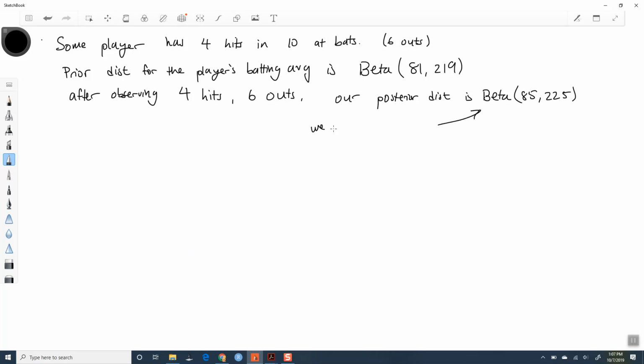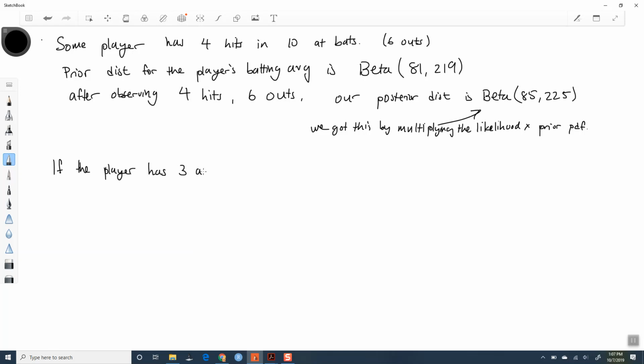And we got this by multiplying the likelihood of our data times the prior PDF. Okay, so far so good? Any questions, like how did we get to 85 to 25? We're okay there? All right.